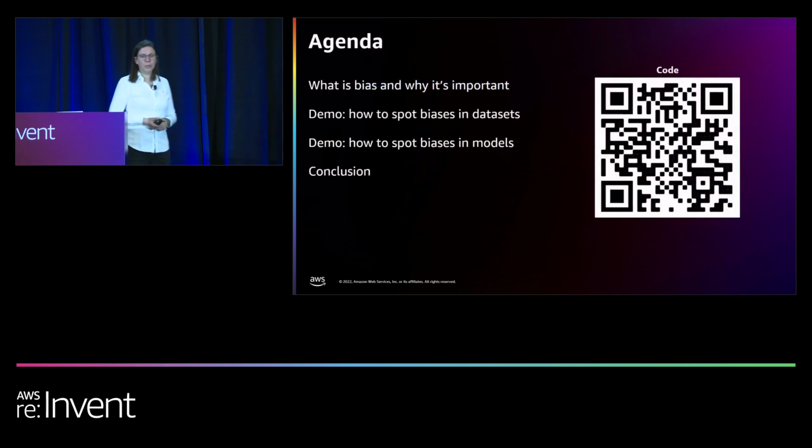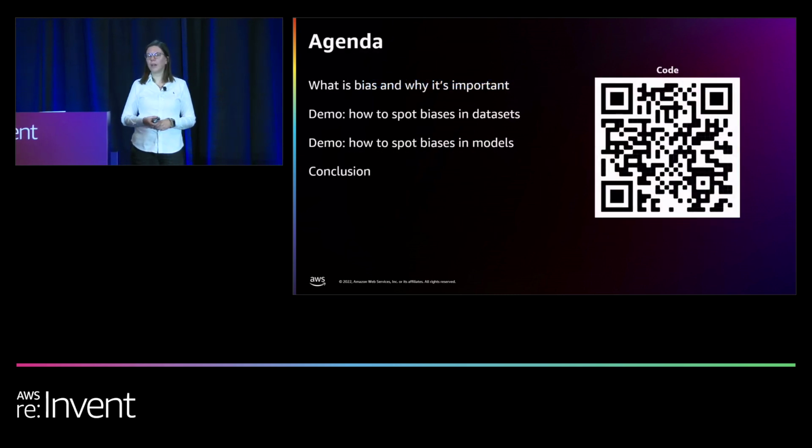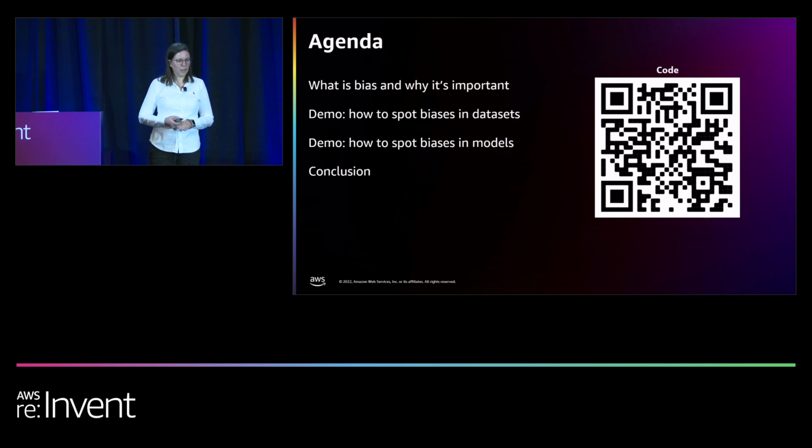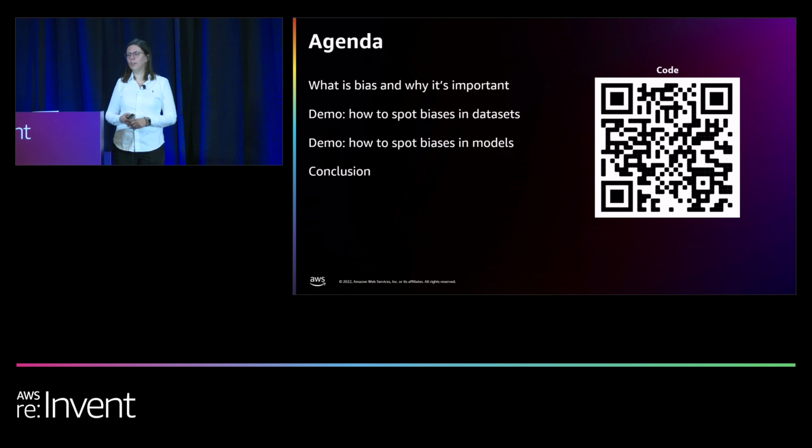So today, we will see what a bias is, and how you can spot them in datasets and in models. Then we will do a little demo, and I will finish with a wrap-up. You have the QR code for the code, of course. If you want to download it, it is a GitHub repository, so you can download it and use it when you want. You will receive the slides at the end, so if you don't have the time to take the QR code right now, it is not a problem. You will have it after that.